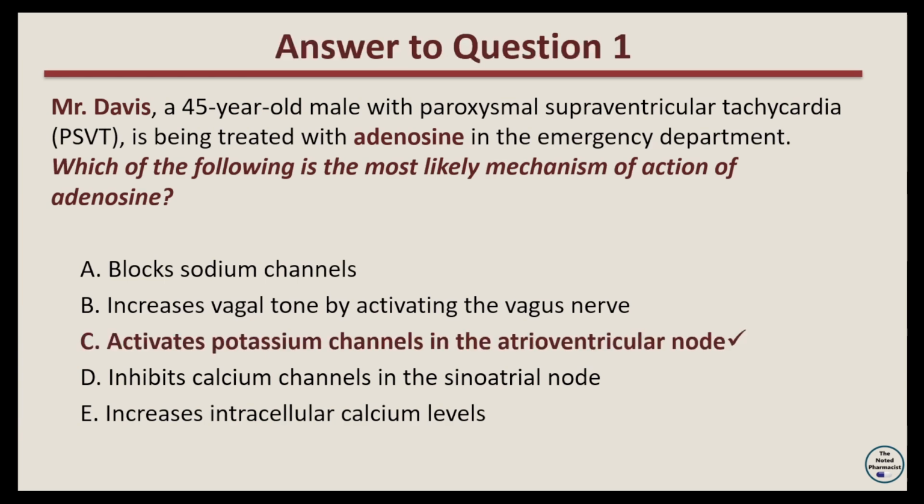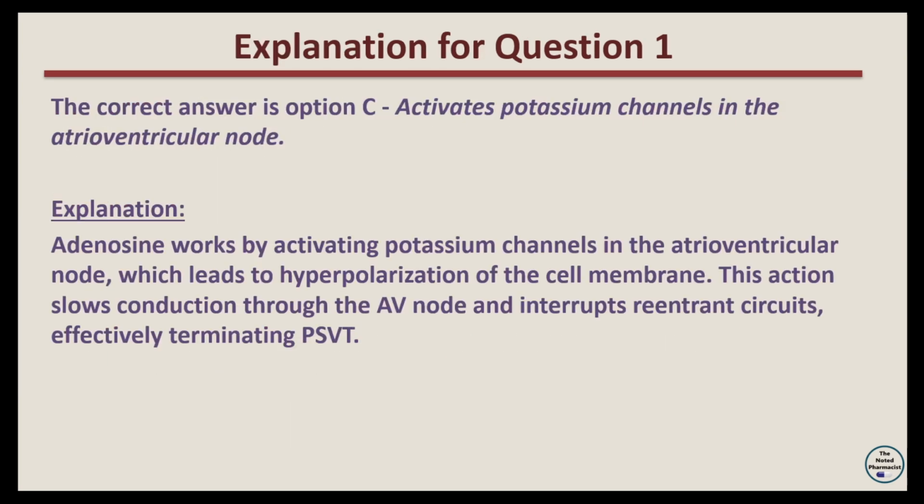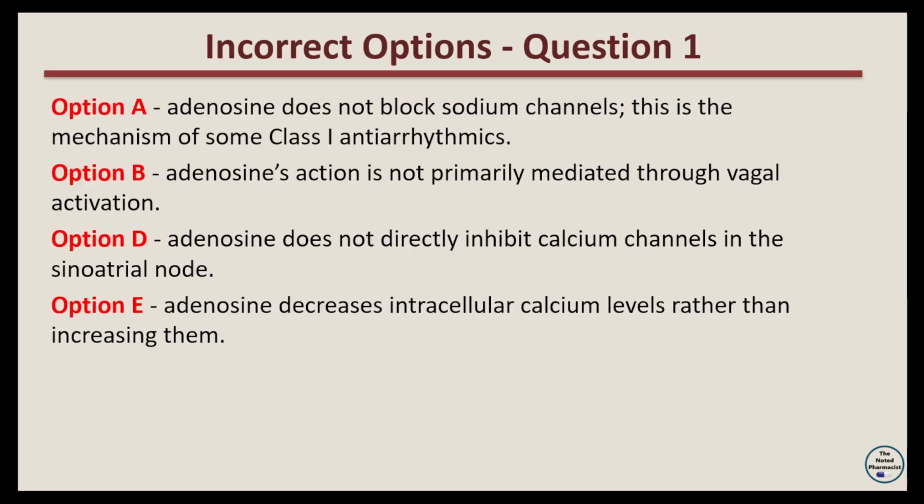The correct answer is option C, activates potassium channels in the atrioventricular node. The explanation is as follows: adenosine works by activating potassium channels in the atrioventricular node, which leads to hyperpolarization of the cell membrane. This action slows conduction through the AV node and interrupts reentrant circuits, effectively terminating PSVT. Here is the explanation for incorrect options.